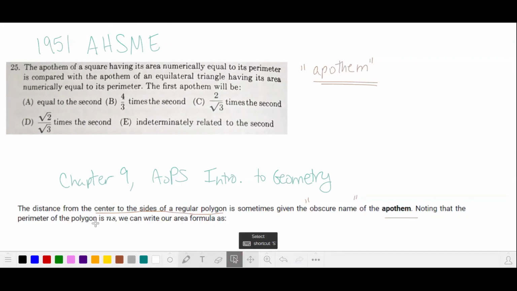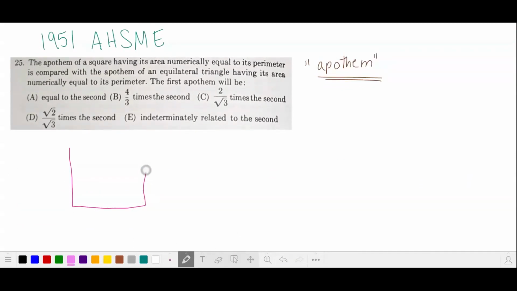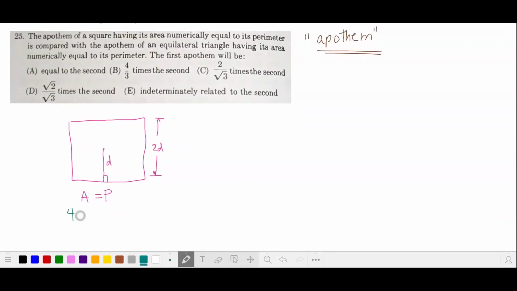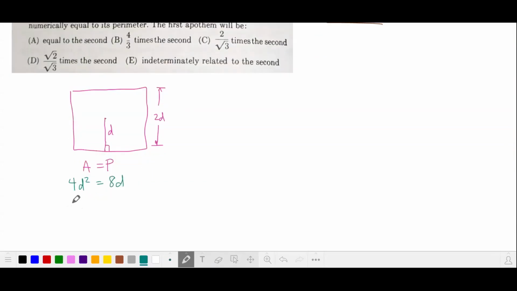Let's try to solve the problem anyway. So we have the apothem of a square. It's the distance from the center of the square to the side. So I'll draw this perpendicular and we'll call this length d. Since we're interested in the area and the perimeter of the square, let's express the side length in terms of d. So the side length is 2d. The area is 4d squared and the perimeter is 8d. Dividing both sides by 4d, we get d is equal to 2.